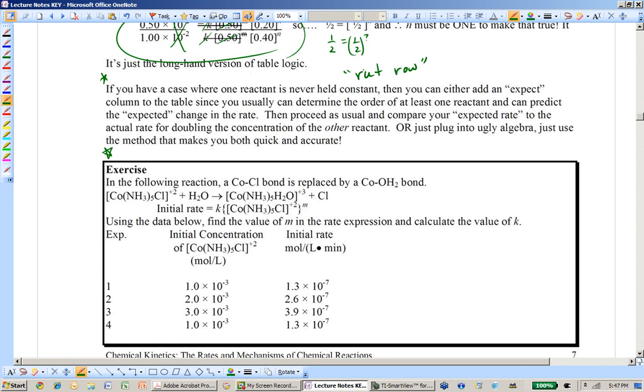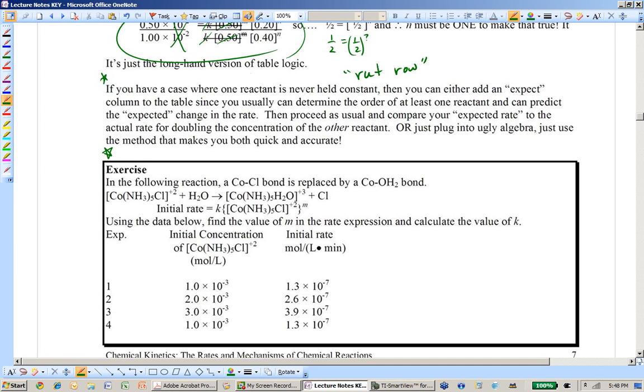Then you can either add an expect column to the table, which is easy enough to do. I'll show you some examples where we can do that. Because you can usually determine the order of at least one reactant, and if there are more than two, then usually you can get two out of the three. And you can predict the expected change in rate and then proceed as usual and compare your expected rate to the actual rate for doubling the concentration of the other reactant, etc. I know it sounds like gobbledygook until we do it.